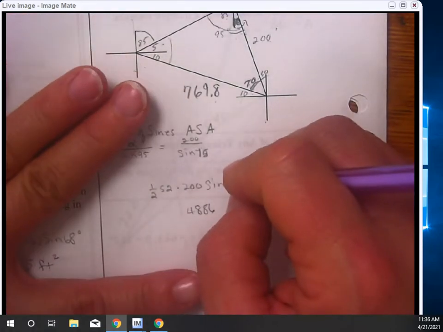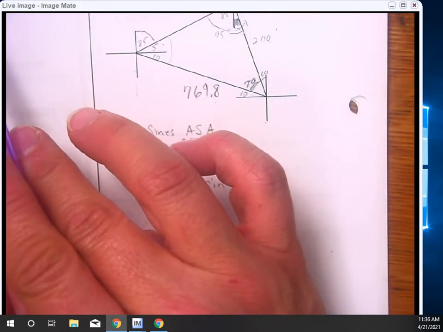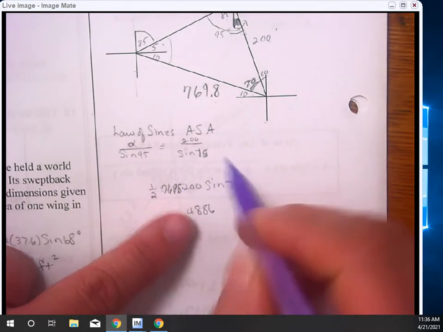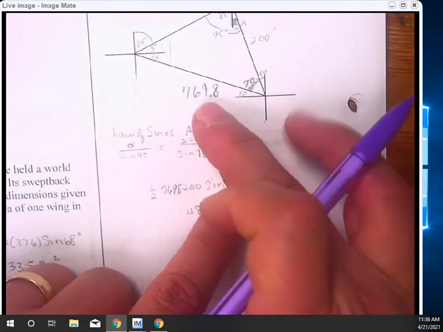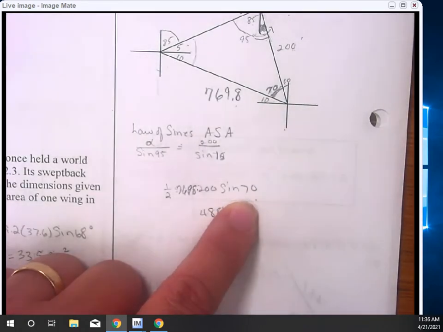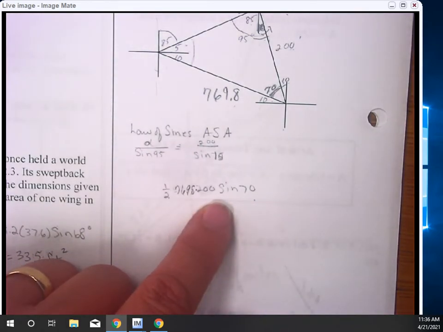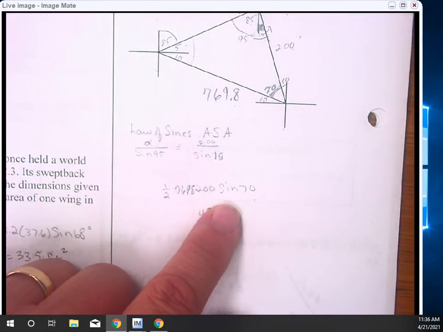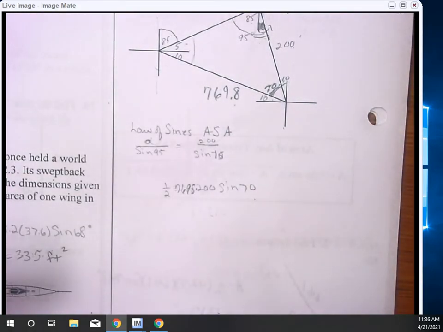Now I'm going to use my formula for the area given the side. So 1/2, 769.8 times the 200 times the sine of the included angle 70. And that's another reason why you want to check before you start doing calculations, is your calculator in the correct mode? I don't know that that's what happened, but I don't know. Times 1/2 times the sine of 70, and everybody got 72,337. Is that better?